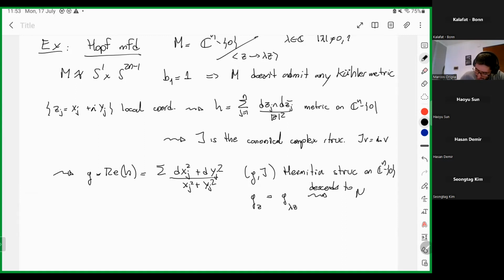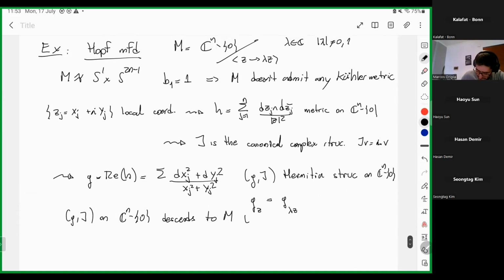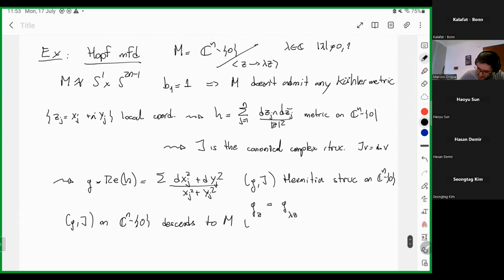So we have g, J on C^n minus the origin descending to M, and we will call it g tilde, J tilde.